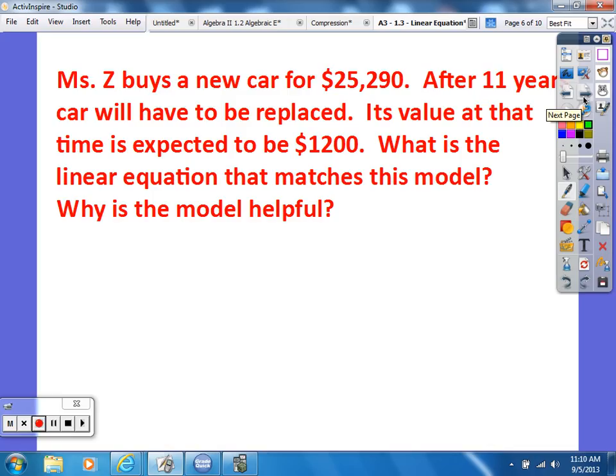I want to buy a new car, but I only have $25,290. I'm sorry, I'm a teacher. We don't make millions of dollars. That's all I could save up. After 11 years, I have to replace the car. Its value at that time is expected to be $1,200. So after 11 years, I only get $1,200 for this. What is the linear equation that matches this model?